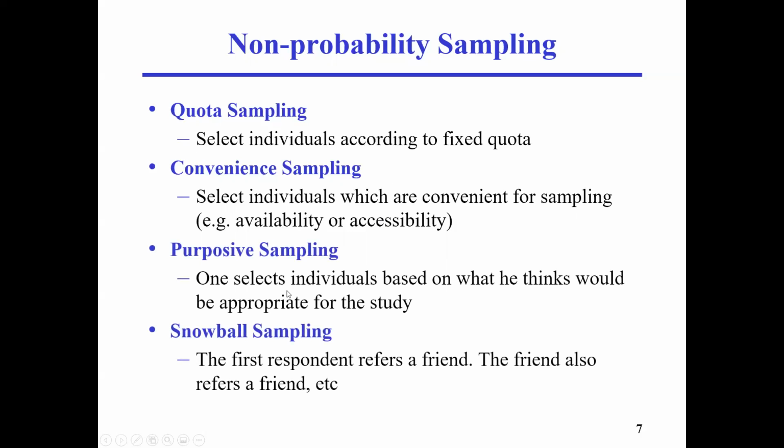And purposive sampling, one selects individuals based on what he thinks would be appropriate for the study. I have no comments, okay? Snowballing sampling, for example, the first respondent refers a friend, the friend also refers a friend. Yeah, no comments here. What can I say?